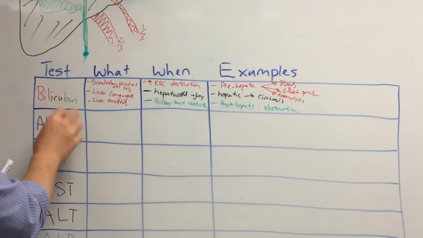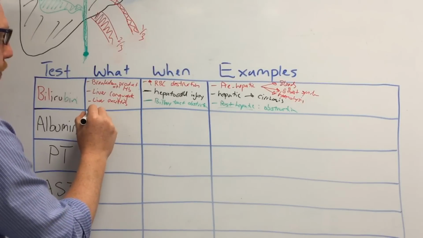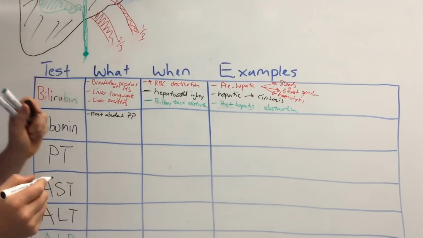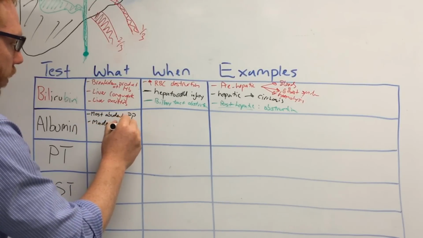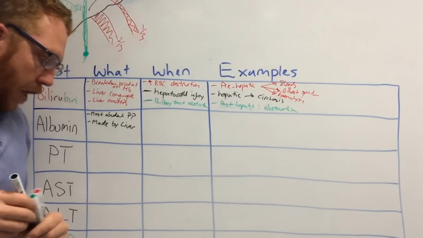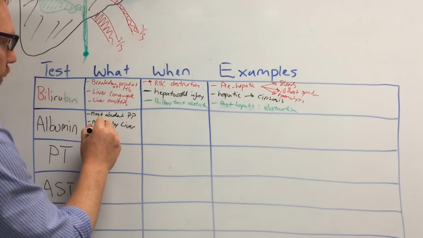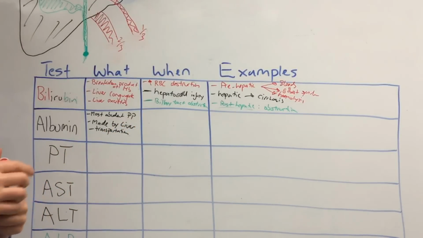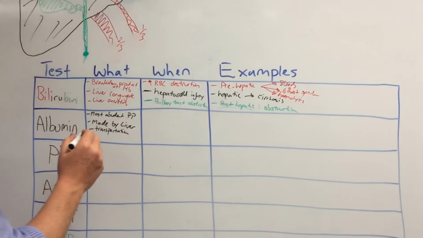Now moving to albumin. Albumin is purely made by the liver. It's the most abundant plasma protein in your blood. Its function is to help transportation, so it helps transfer things like hormones, bilirubin, fats, and drugs. It is also very important for the oncotic pressure in your blood.